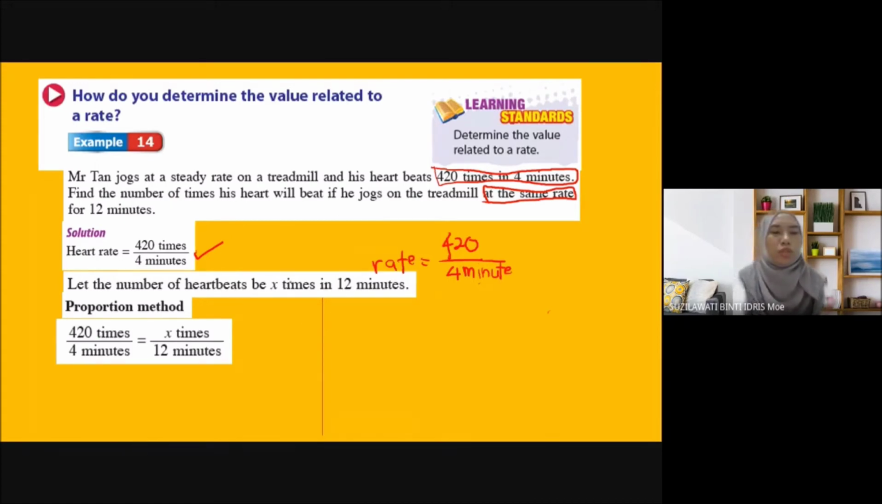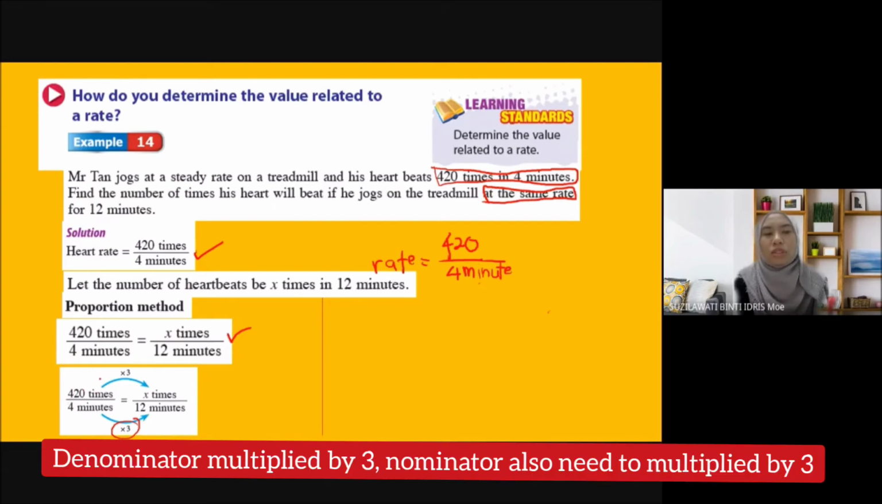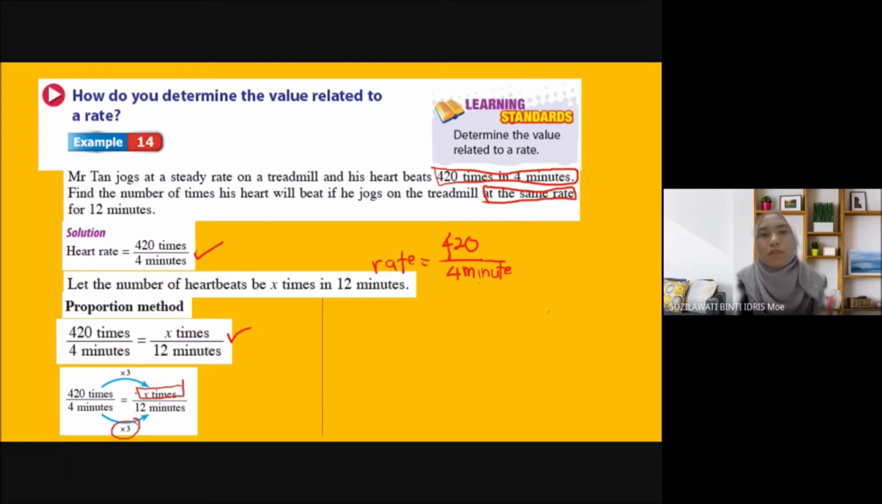So you write this one. This is the proportion. After you write the proportion, this is 4 minutes. How do you get 12 minutes from 4 minutes? It means you need to multiply it with some whole number, which is 3. 4 times 3 equals 12. Once you multiply it by 3, you also need to multiply the numerator here, the 420 times, by 3. So you will get the answer, how many times the x is. That is how to use the proportion method.